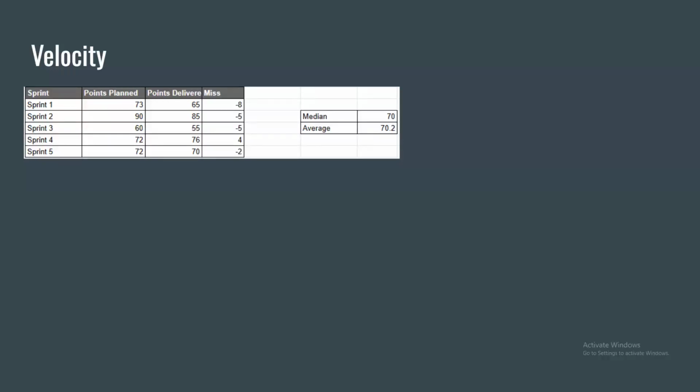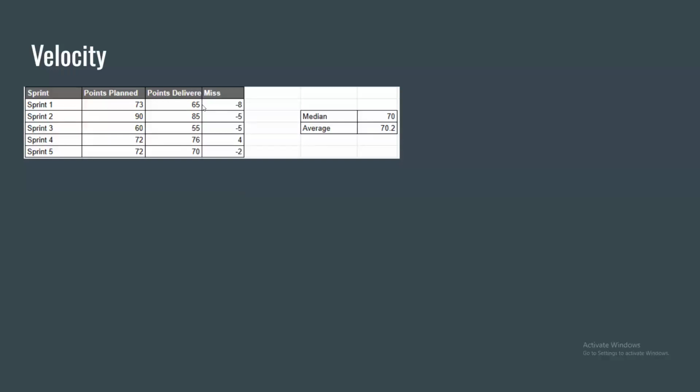But overall, you see the team will slowly start centering towards the median, which is about 70 points. We are talking about the points delivered. This is the points planned, and this is the delivered, and this is the miss every week and every sprint. This gives you an idea about whether the team is overcommitting or undercommitting. Because if this number is growing, then that's a red flag.